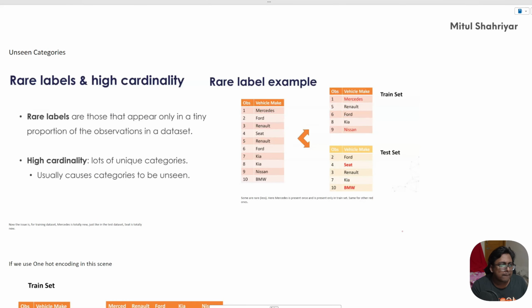Right, great. Now we'll learn about another interesting thing, which is called unseen categories. What are unseen categories? Rather than going for the theoretical part, let's just focus on the data sheet. Assume that we have 10 observations, that means 10 vehicle names: Mercedes, Ford, Renault, say, and so on.